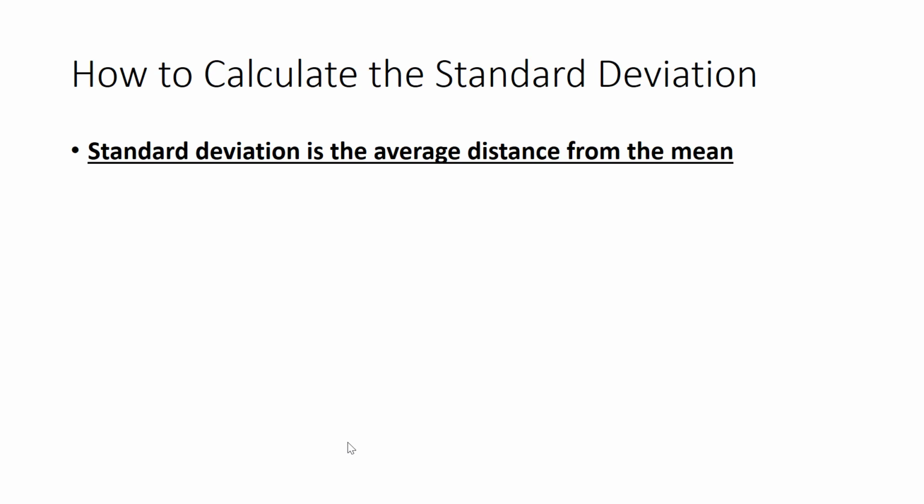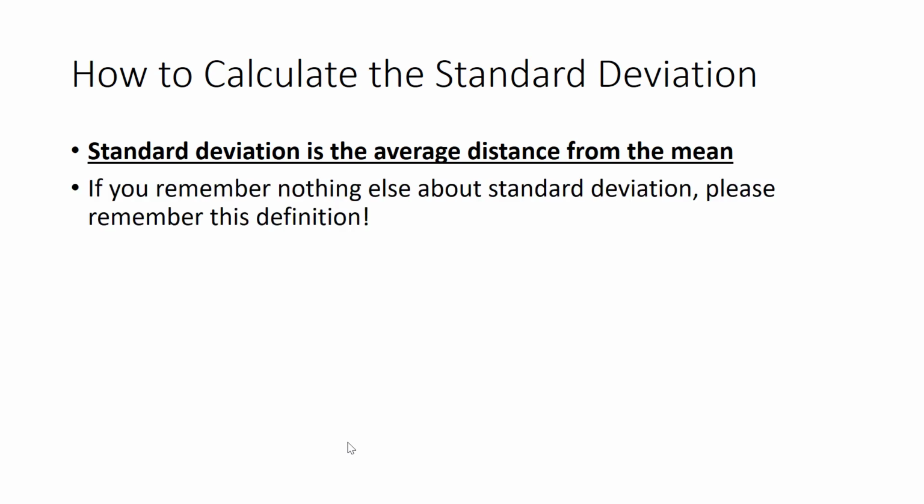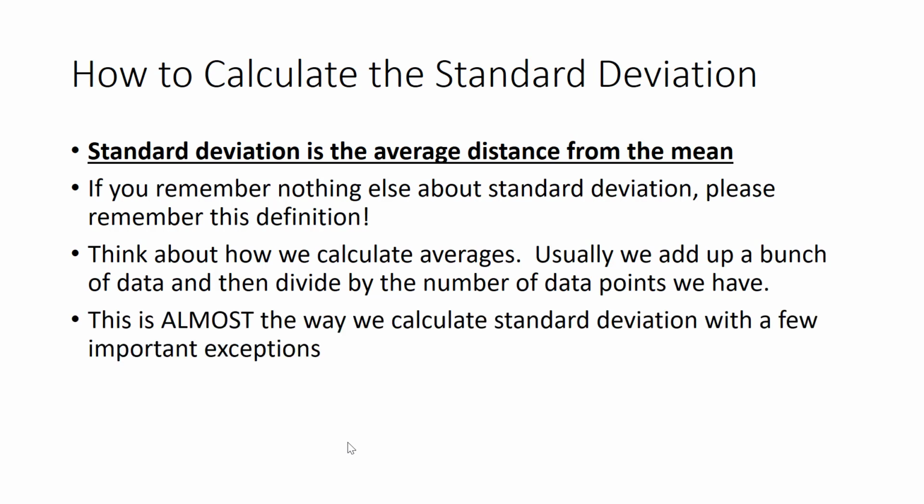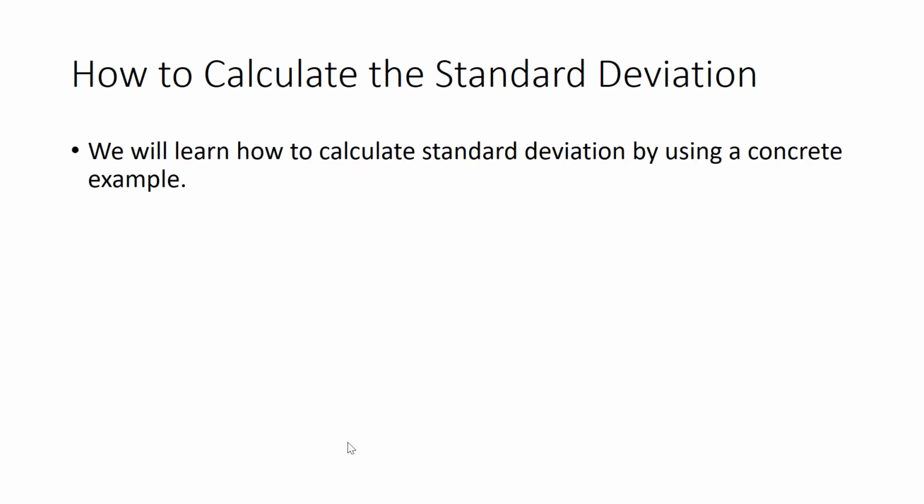Standard deviation is the average distance from the mean. If you remember nothing else about standard deviation, please remember this definition. Think about how we calculate averages. Usually, we add up a bunch of data, and then we divide that number by the number of data points we have. This is almost the way we calculate standard deviation, with a few important exceptions.